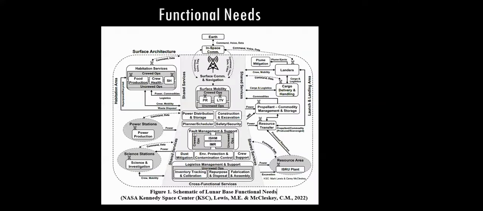Now let's look at what we would require in a moon base. And here's a schematic that some of my colleagues made. It's a schematic of lunar base functional needs. And you can see the dotted line, the boundary here, is the surface architecture. So we're talking about lunar surface only. We're not talking about transportation to the moon or landing on the moon, just the surface architecture. What would it take functionally for crew and robots to survive on the moon?